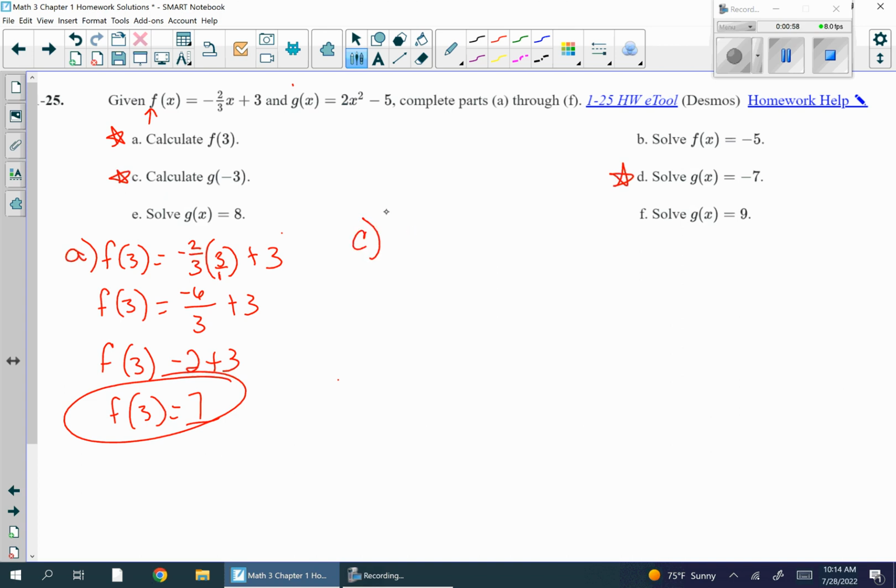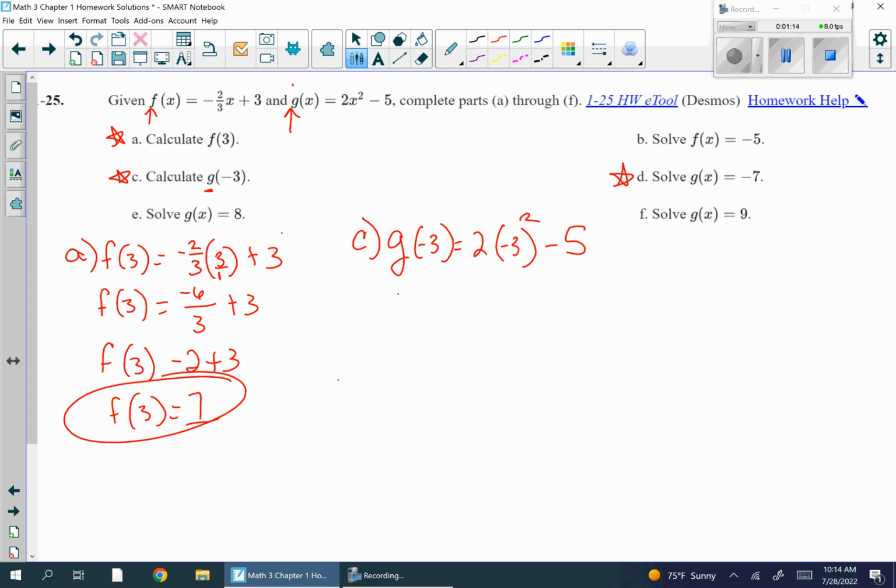C, calculate g of negative 3. So g, of course, means we have to use the g function. So we're going to input this first. So g of negative 3 equals 2 times negative 3 squared minus 5.